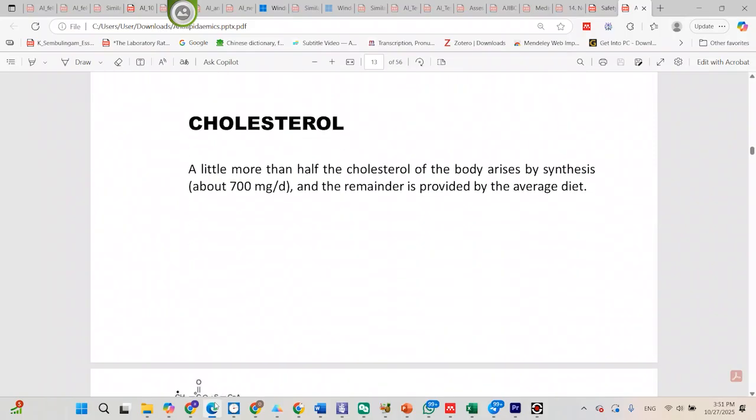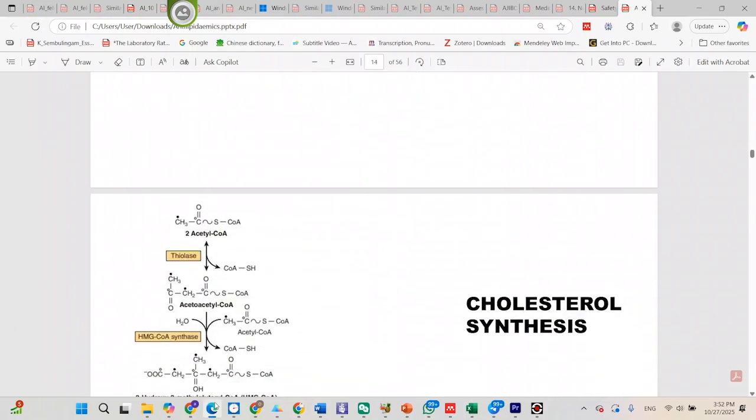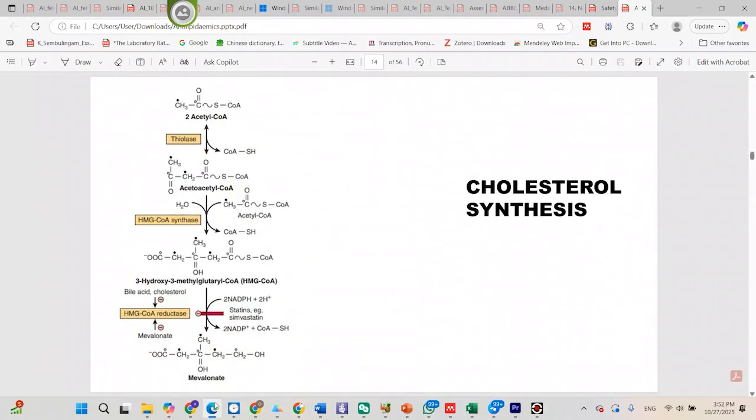So we have established that our body makes most of the cholesterol, more than half. Then we get the other from food. So let's go into cholesterol synthesis. This is not the whole diagram, but cholesterol is made from 2 molecules of acetyl-CoA, and all of that.